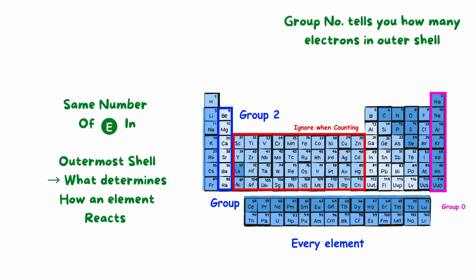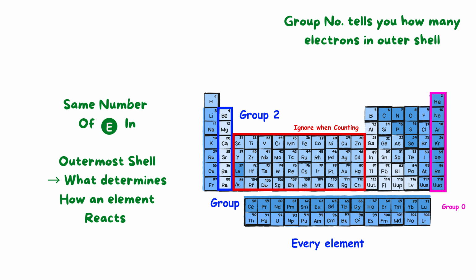The reason elements within the same group have similar chemical properties is that they all have the same number of electrons in their outermost shell, and this outer shell is crucial in determining how an element behaves chemically. In fact, the group number directly tells you how many outer electrons an element has. So, in group 2, every element has exactly 2 electrons in its outermost shell. It's important not to confuse this with the total number of electrons an element has. Different elements within the same group can have different total electrons, but their outermost shell always contains the same number.